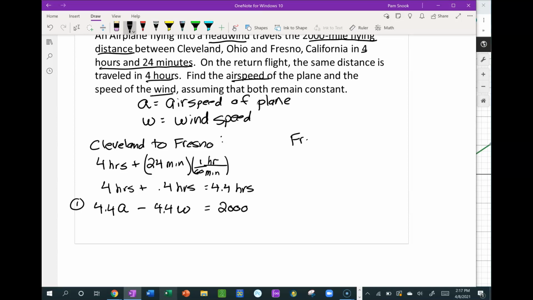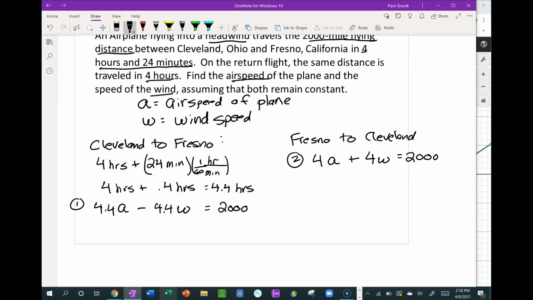Now my other scenario is going back the other way. So this is going to be Fresno to Cleveland. And I'm told here the time is 4 hours. So my equation is going to be 4 hours of the airspeed, and then we have 4 hours of the wind speed. This also equals 2,000. But since it's going the other way, this isn't a headwind anymore. It's a tailwind. It is helping the plane. So I put a plus in there. And that's my second equation. So now I've got my two equations. I'm going to go ahead and solve these.